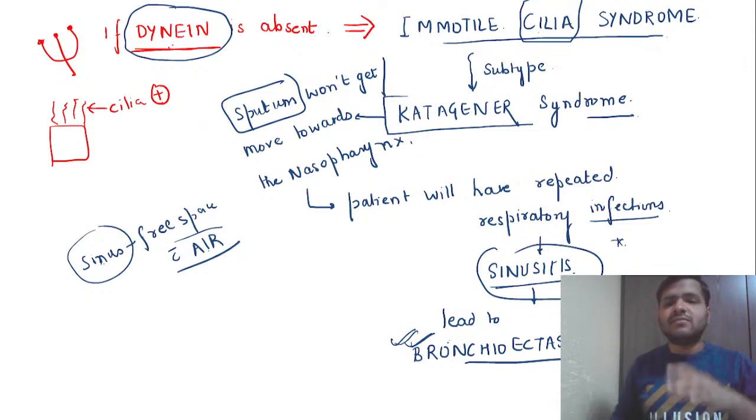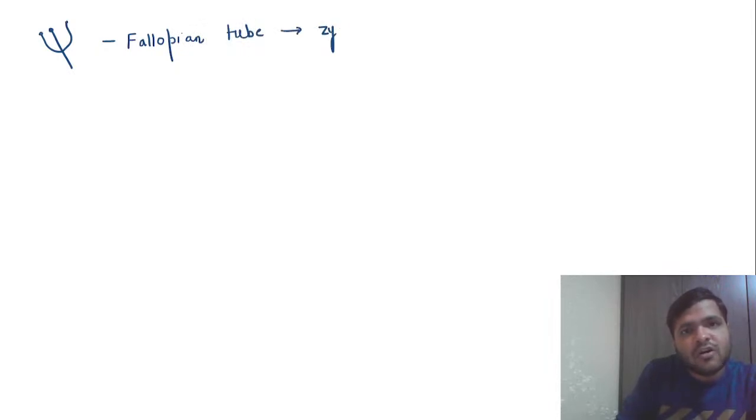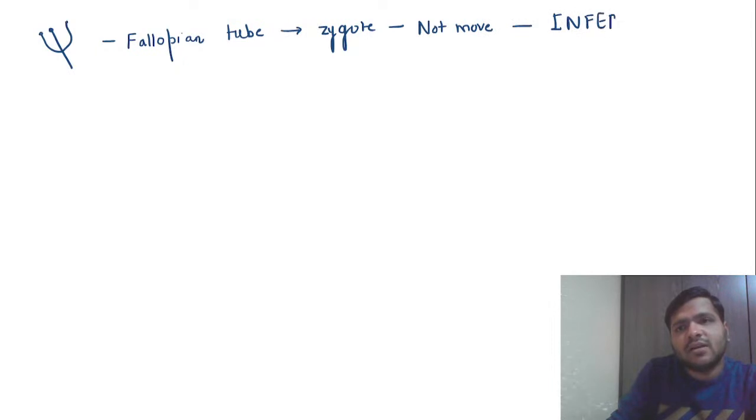Now let's discuss one more scenario. Let's have another clinical physiological relation with gynecology. Now, in the fallopian tube, zygote will also not move. When the zygote will not move, what will happen? It will lead to a condition that is called infertility.